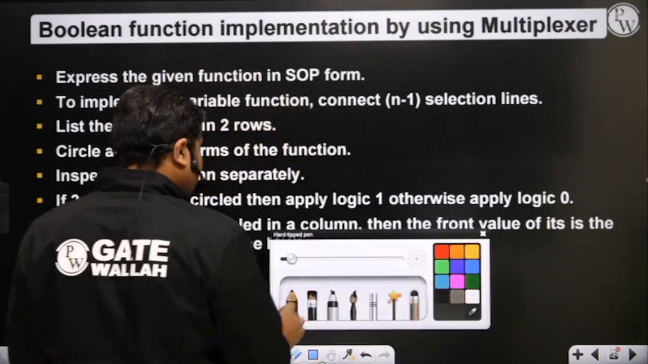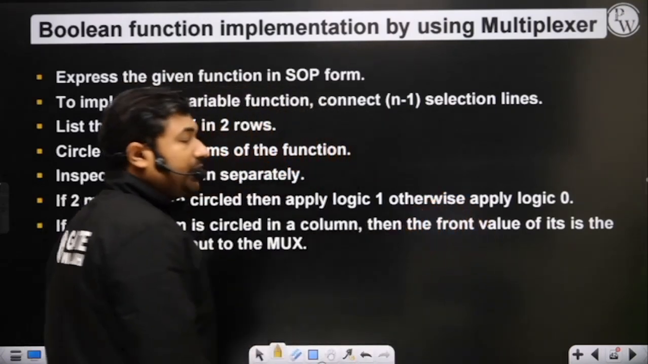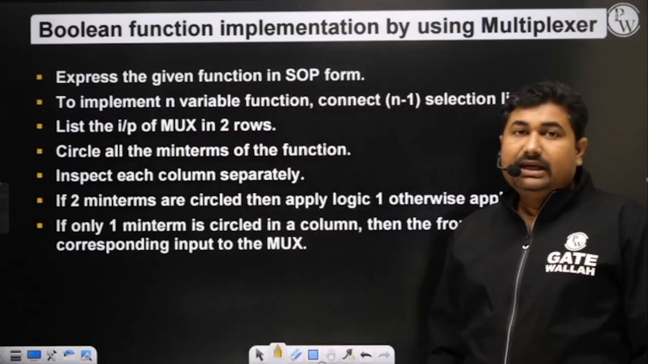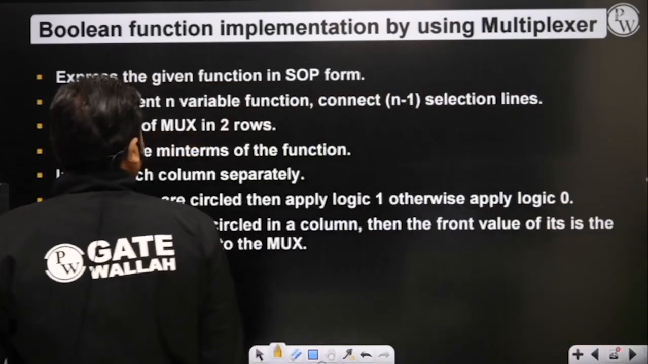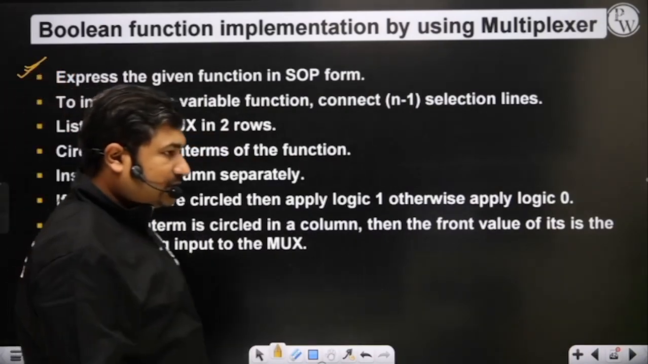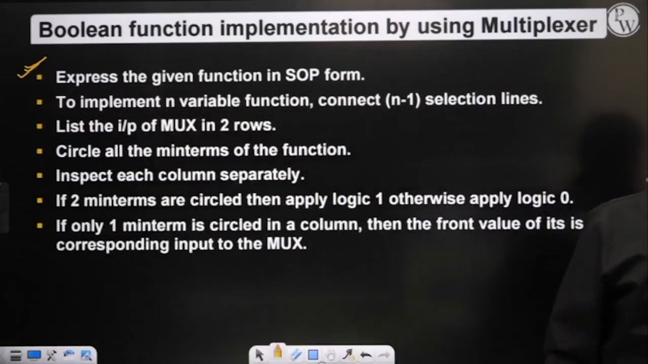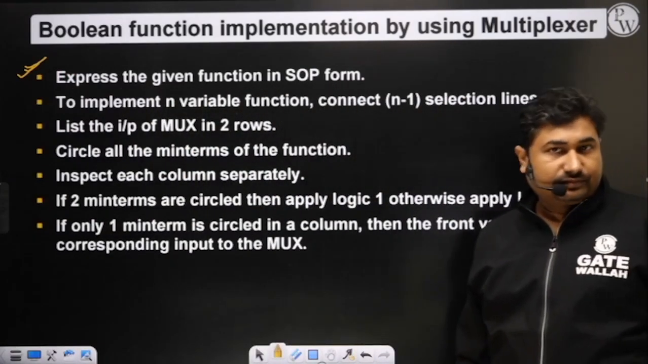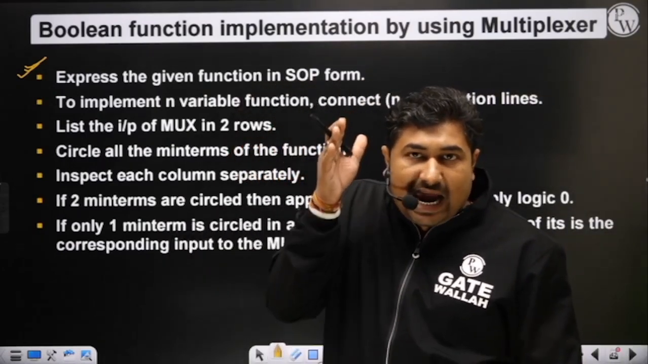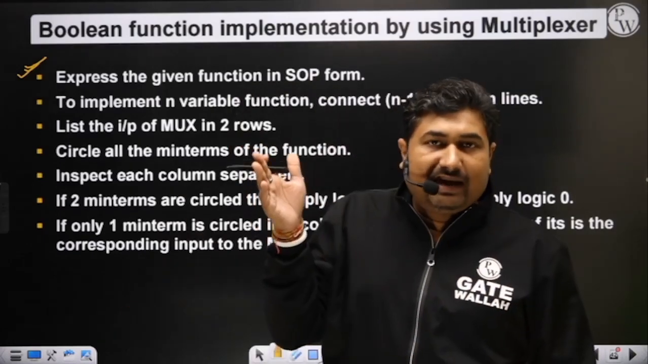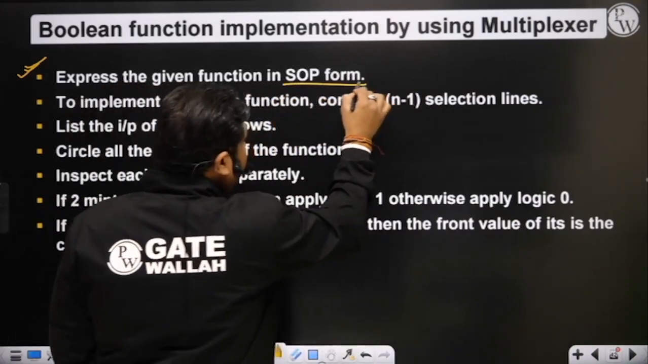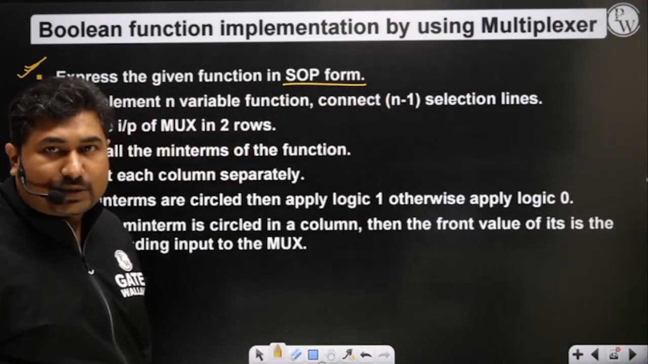Please observe some important points related to implementation of any function by using a multiplexer. To implement any function by using a multiplexer, first express the given function in SOP form. Please write down: express the given function in SOP form. Why SOP form? Because in SOP form, the function will be in the format of AND OR, and our multiplexer also is an AND OR logic circuit. So it is better to represent the given function in SOP form.